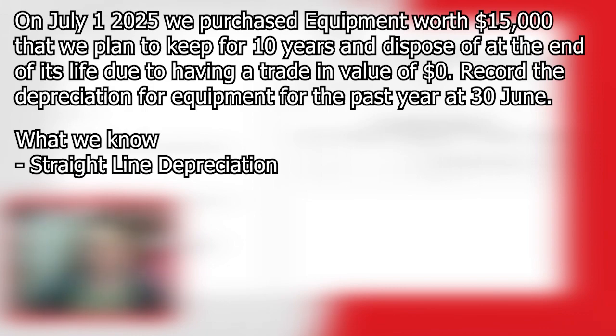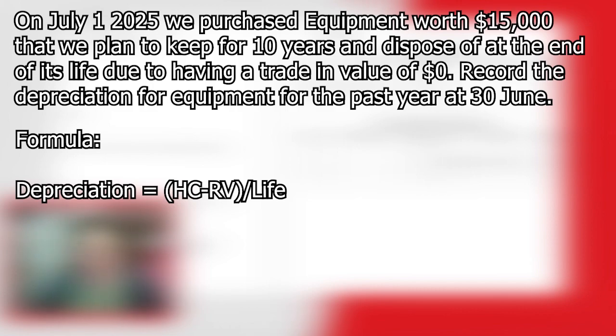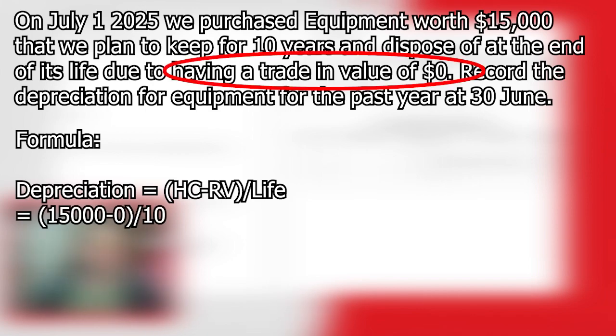So how do we calculate this? Quite simply, going back to our formula of historical cost minus residual value over life of the asset, we can see 15,000 minus 0 divide by 10. We know the residual value is 0 because it's a trading value of 0. So 15,000 divided by 10 becomes 1,500.